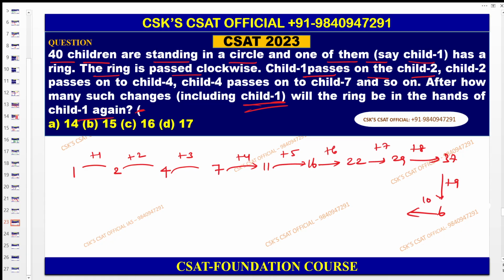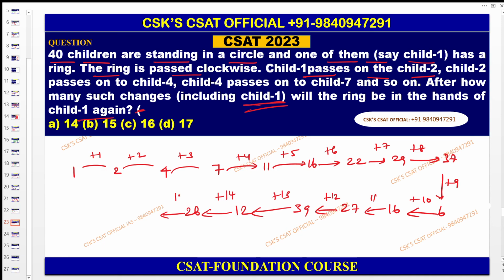Then plus 10, if you are adding, 16. Then plus 11, if you are adding, 27. The 27th child here. Again that ring goes to the 27th child. Next plus 12, so the 39th child it goes here. Now plus 13. 13 means again 40 plus 12, so therefore 12th child here. Then plus 14, so 26th child. Next 15, 40 goes. Then again it comes back to the child 1.